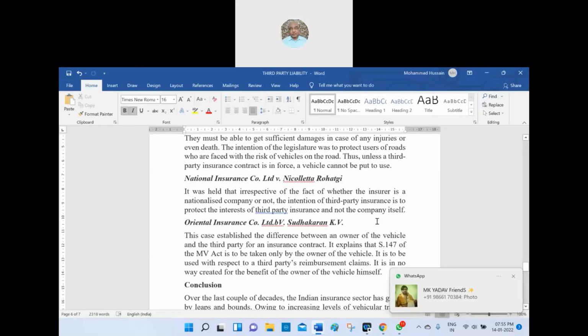Yes, sir. Suppose the insurance has expired, why will that fellow pay you? He will not pay you. It is the owner who should pay. It is the owner who should bear the burden.